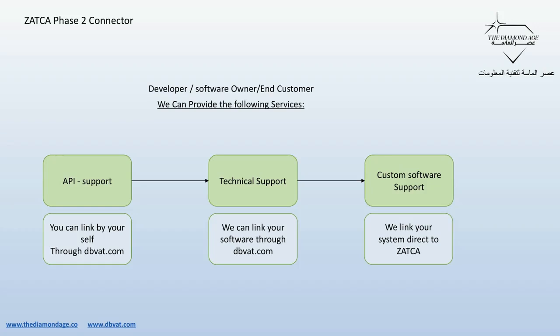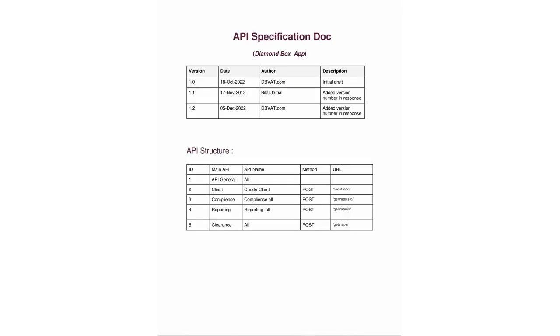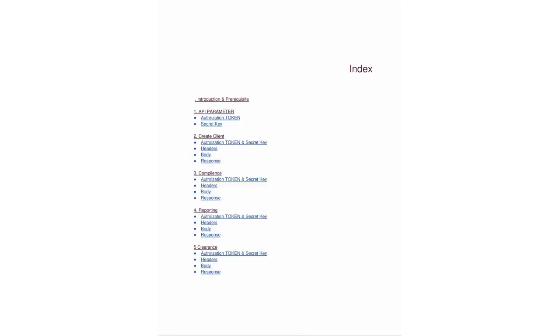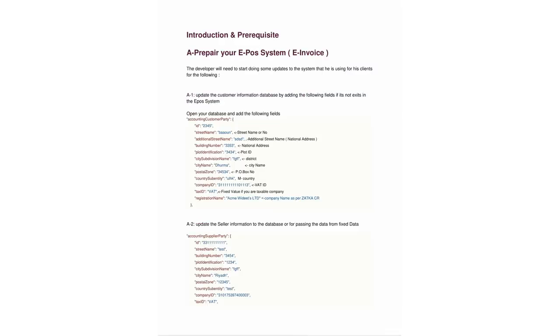So let me show you now the API documentation that we can use in order to make things happen for you to integrate your system with the ZATCA connection as IT and as a developer. I will not go through all these documents, but what I need to explain here is that we have the index, which explains all the APIs one by one, how we can assign, what the secret key is, what the body is and what the response is. But in general, let me go to the introduction. To start, we first need to prepare the system.